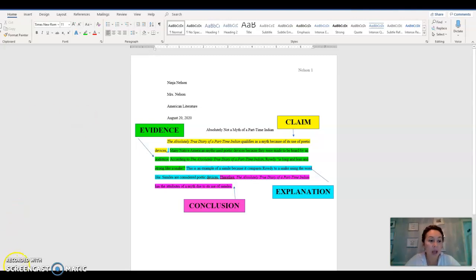Also, when you are finished with your paragraph, you need to go in and highlight the way that I've highlighted. Your claim should be highlighted yellow, your evidence should be highlighted green, your explanation should be highlighted light blue, and your conclusion should be highlighted purple. This is good for you to make sure that you have all the necessary pieces of the paragraph, and it's good for me because it makes it easy for me to grade so I can find your information quickly. All right, good luck and do a good job writing.